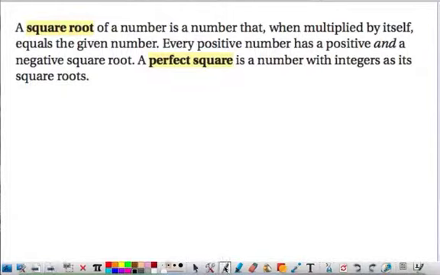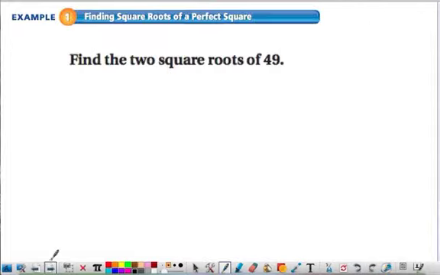A perfect square is a number whose square root is an integer. For example, 1 squared is 1, and so 1 is a perfect square. 3 squared is 9, so 9 is a perfect square because its square root is 3, which is a whole number, an integer. Whenever we find the two square roots of a number, one square root is going to be positive and one is going to be negative.